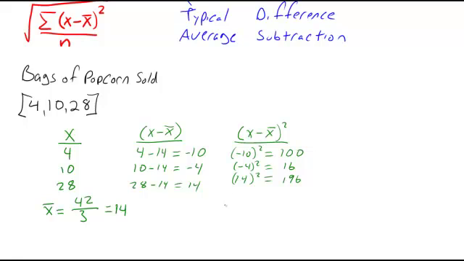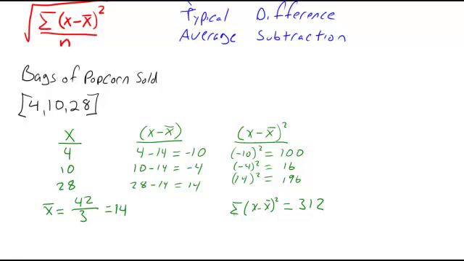What I want to do is sum all these pieces of data. So the sum of all these, using summation notation, the sum of each one of x minus x bar squared. 100 plus 16 plus 196 gives me 312.